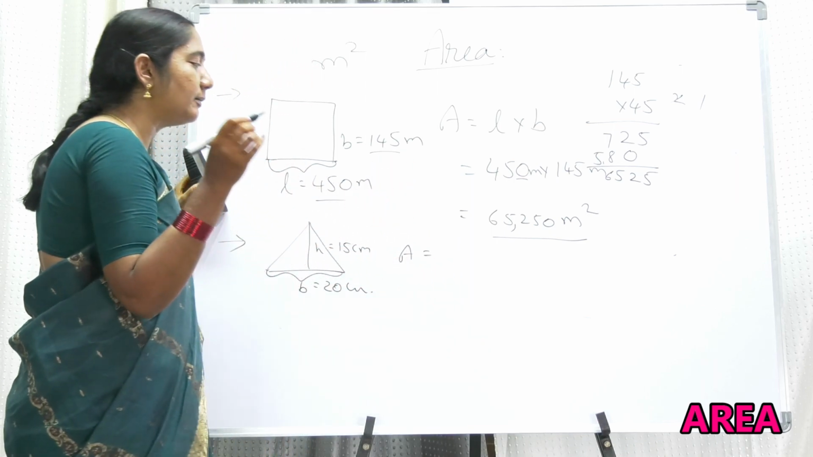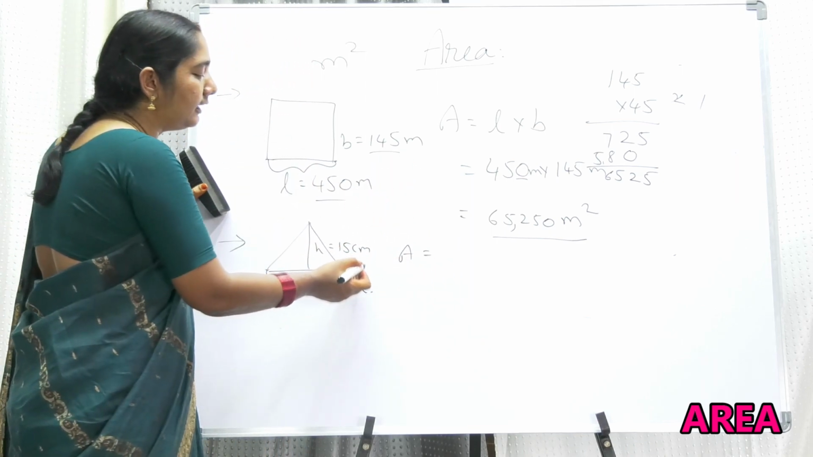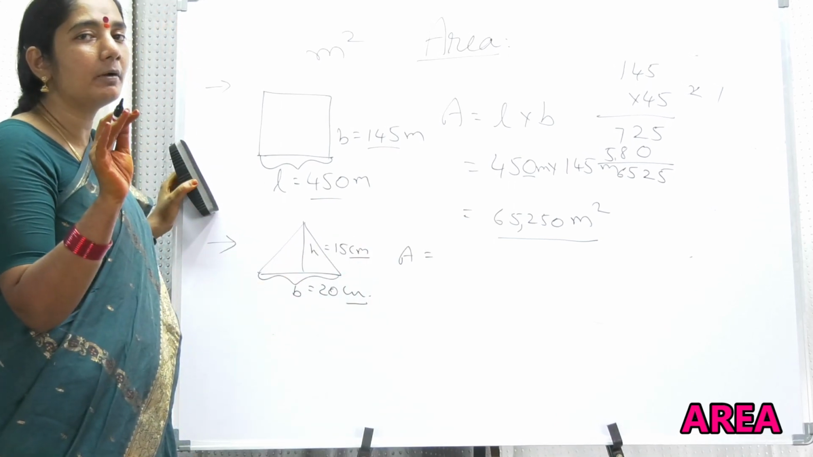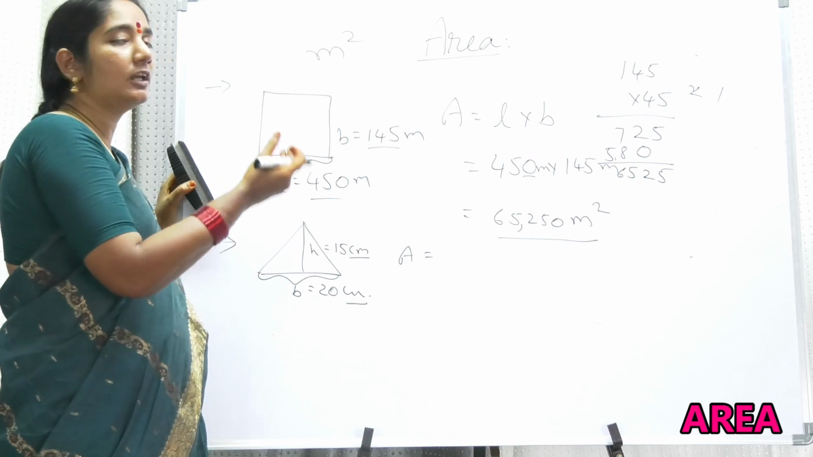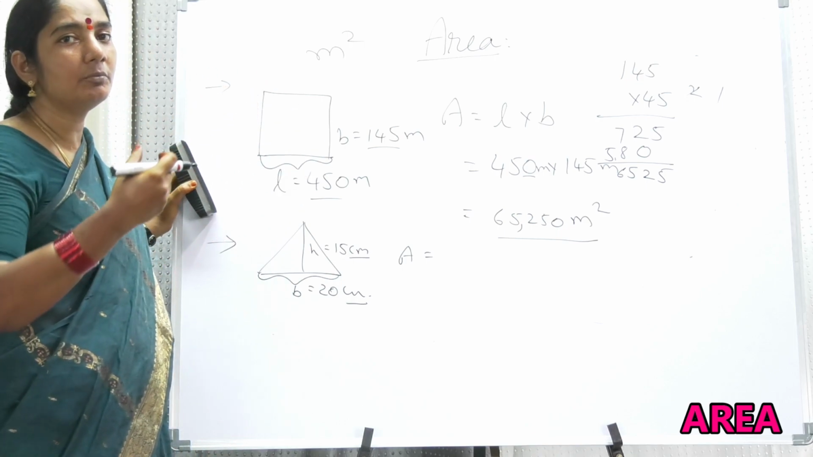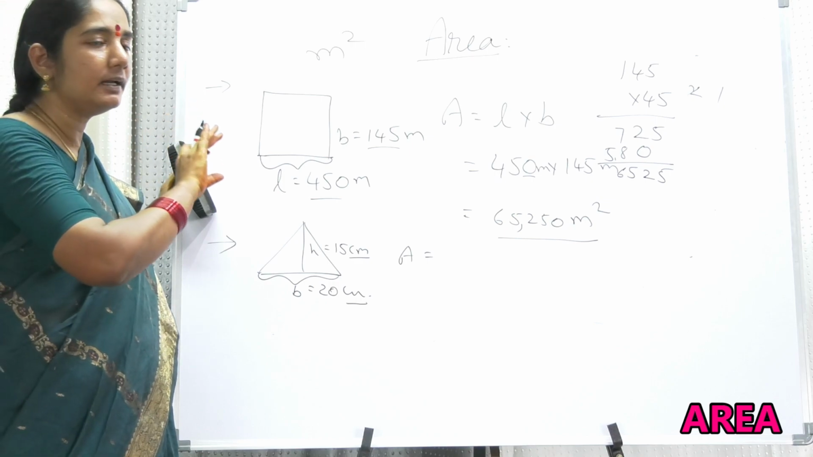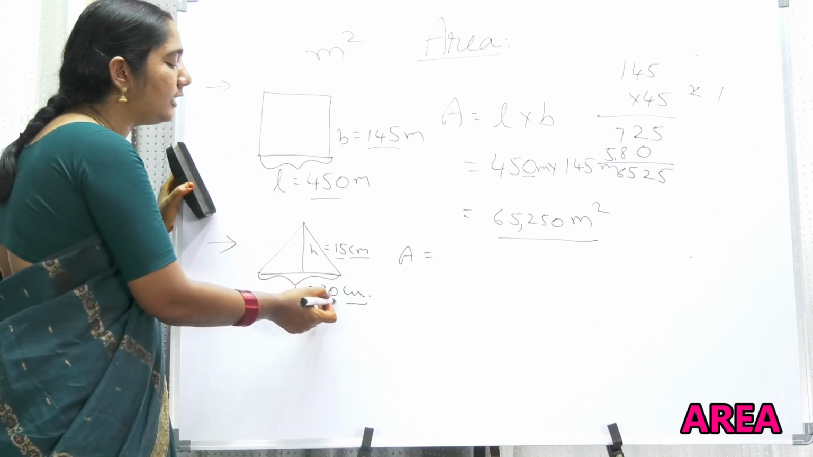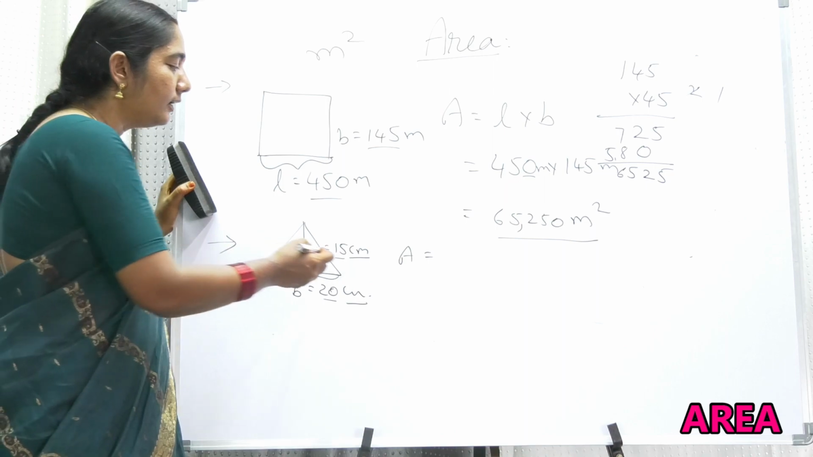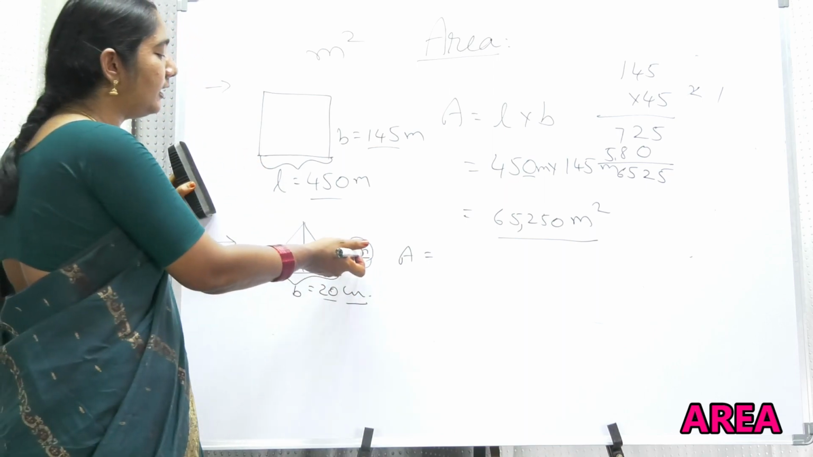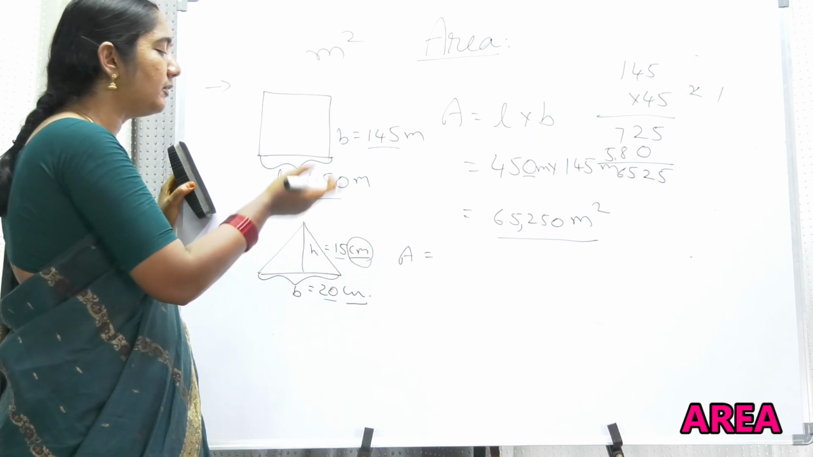My dear friends, one more point I would like to tell. If length is given in centimeters and breadth is given in millimeters, don't do the problem directly. First convert everything into centimeters, or everything into meters, or millimeters. All the quantities must be in one unit. Then only you proceed. Here we have centimeter and centimeter, no problem, we can proceed.